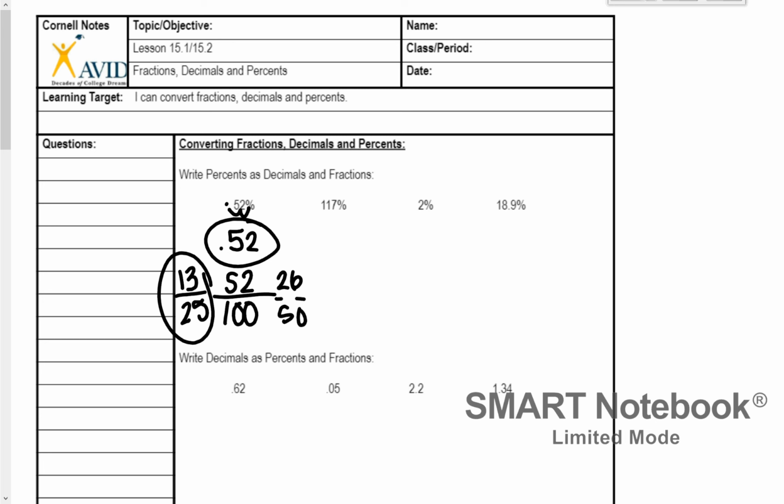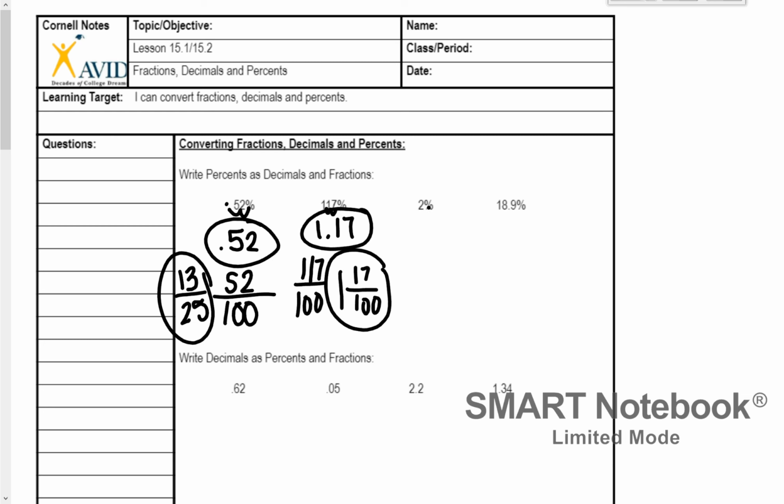I'm going to erase this just so I have more room. 117%. Again, we put in that decimal, move it 2 to the left. This becomes 1 and 17 hundredths. We then put 117 over 100, and we simplify. 100 can go into 117 one whole time. We have 17 left out of 100.